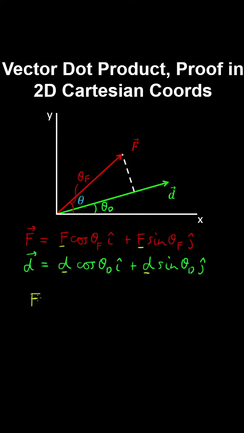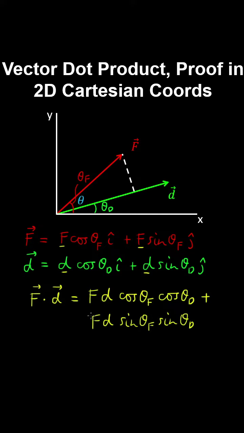And by one of the definitions of the dot product, we multiply the x and y components and sum them together. So for the x components, and multiplying the y components, now we can factor out the product of the magnitudes of both vectors, and using our trig identity, we obtain the following expression. So theta f minus theta d is theta, which is the angle between the two vectors.